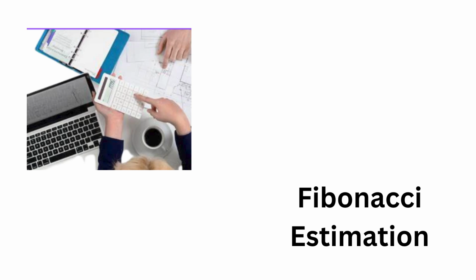Fibonacci estimation is an estimation widely followed in agile way of working. Fibonacci estimation is an estimation where you look at the Fibonacci series. What is Fibonacci series? 0, 1, 0 plus 1 is 1, 1 plus 1 is 2, 2 plus 1 is 3. So add the previous two numbers to come up with the next number. That's the Fibonacci series.